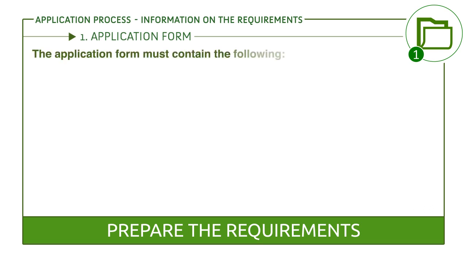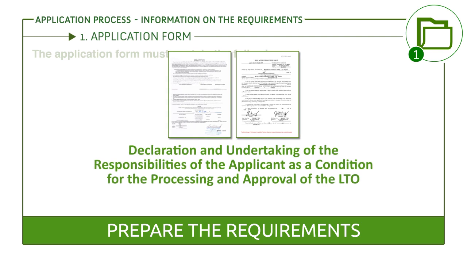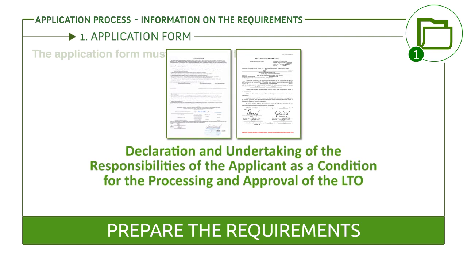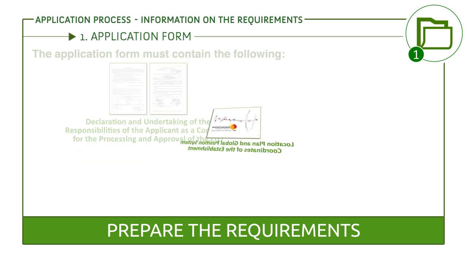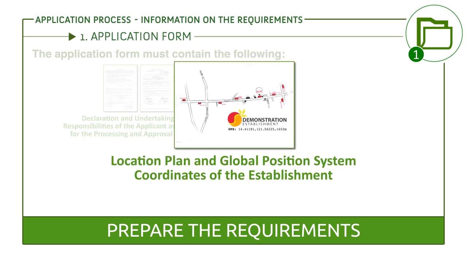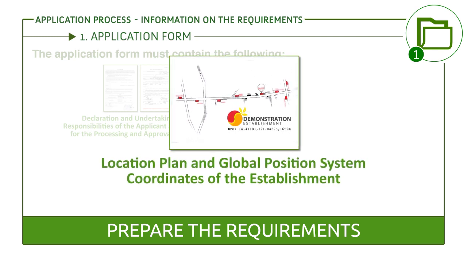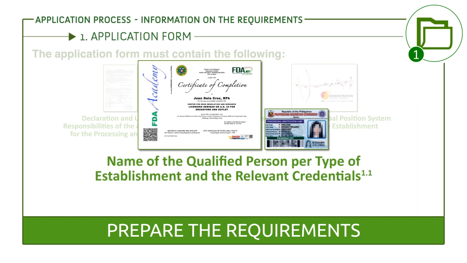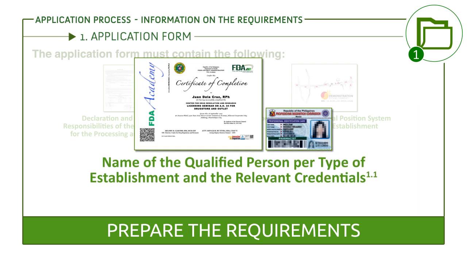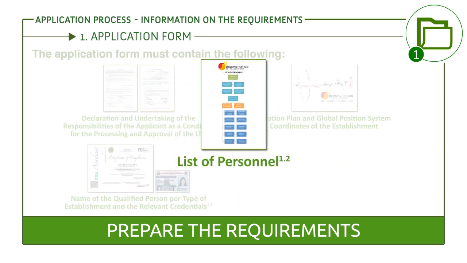The application form must contain the following: declaration and undertaking of the responsibilities of the applicant as a condition for the processing and approval of the LTO. Location plan and global positioning system coordinates of the establishment. Name of the qualified person per type of establishment, and the relevant credentials. And list of personnel.